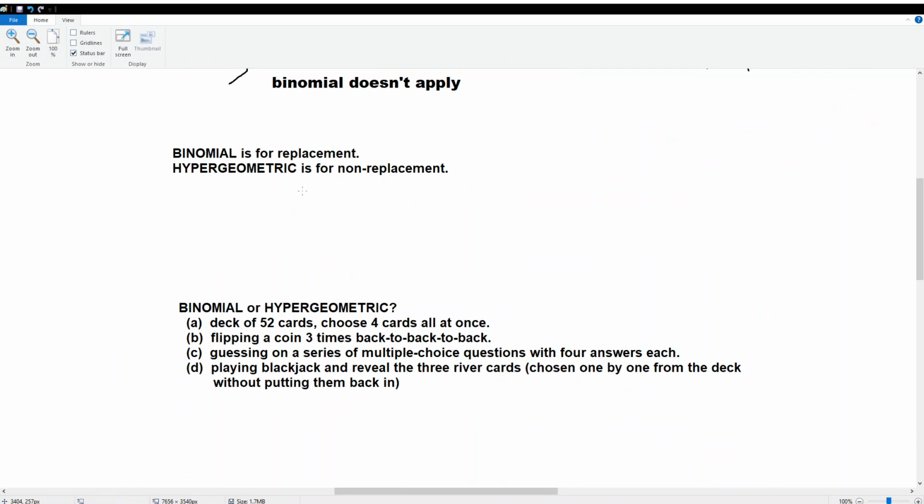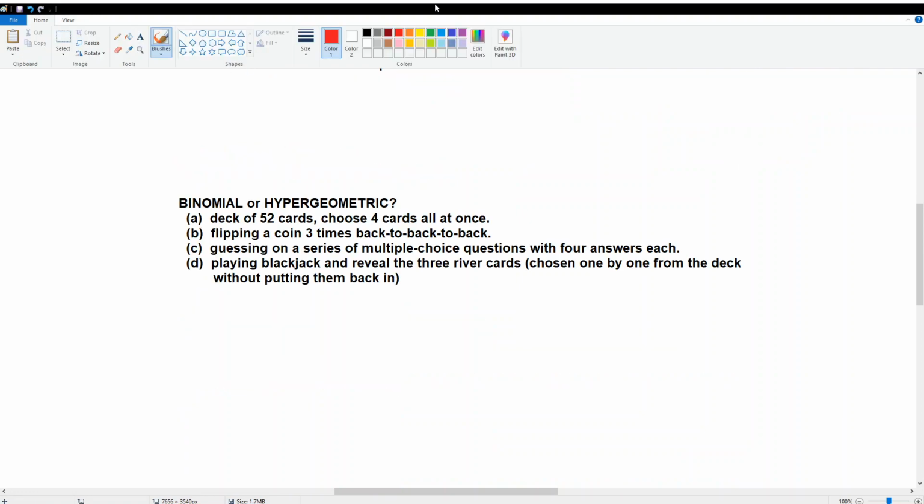So here, I have 4 practice ones, and all I want you to do here is figure out whether you would use the binomial distribution or the hypergeometric distribution for this one. So let's start with part A. You have a deck of 52 cards, and you're choosing all 4 at once. How many of you think that would be binomial? And how many do you think that would be hypergeometric? That would be hypergeometric distribution.